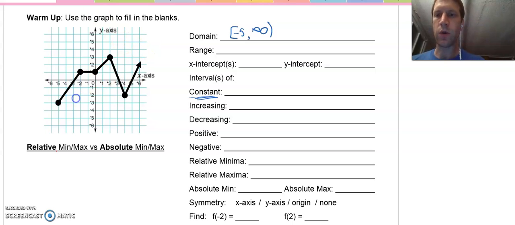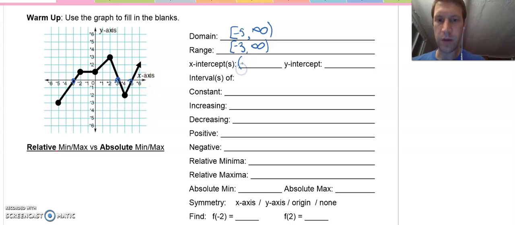Range is our y value, so our lowest point on the graph looks like this here. Don't be fooled, that's not the highest point because this is going to go forever. So this will be from -3 up to positive infinity. If I hear any jokes about my infinity signs, I'm going to be a little upset. I'm not an artiste.